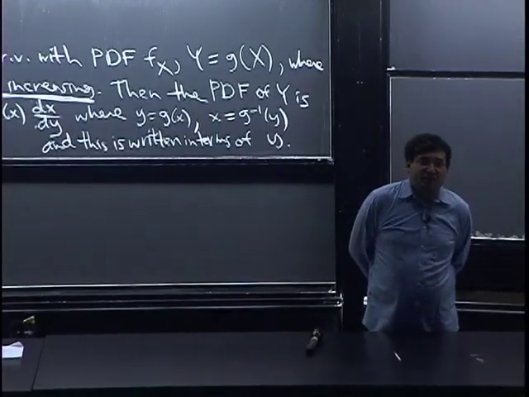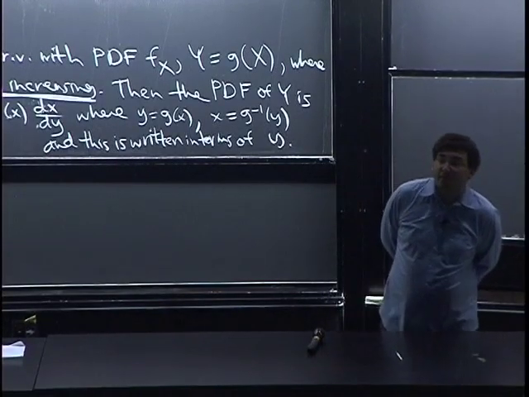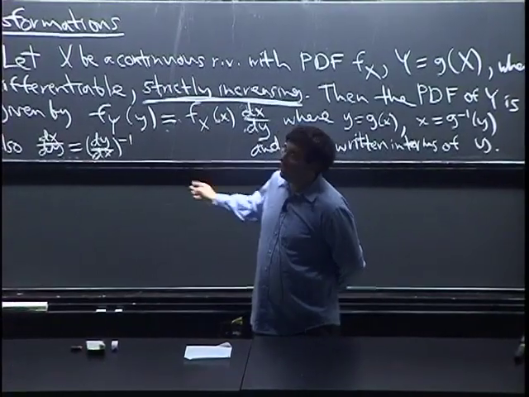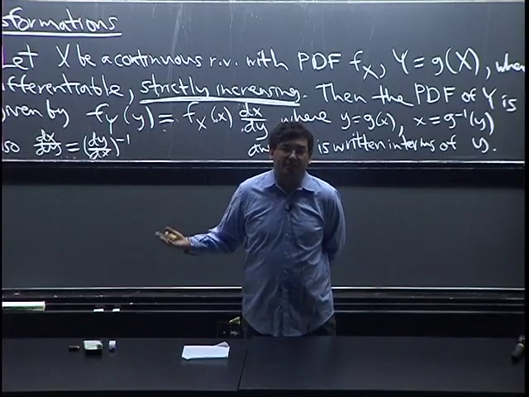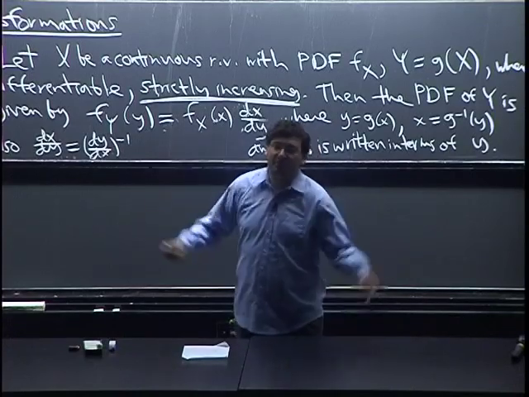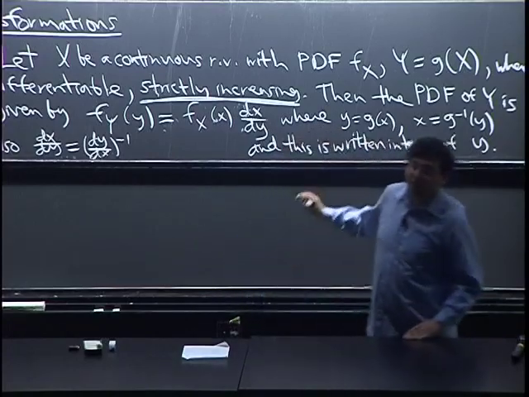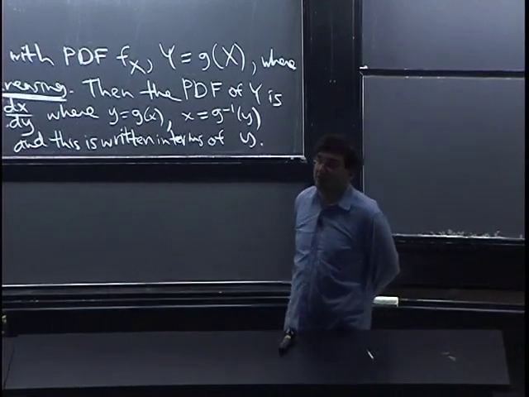It doesn't mean we can't solve the problem. It just means you have to go back to first principles in that case. This would work, though, with g of x equals x squared if we're dealing with positive random variables, because then the negative side doesn't come into play. Okay? But if you're dealing with both negative and positive values and you're squaring it, that's not increasing. Okay, so you have to be careful about things like that. Don't just plug into the formula without checking the assumptions.